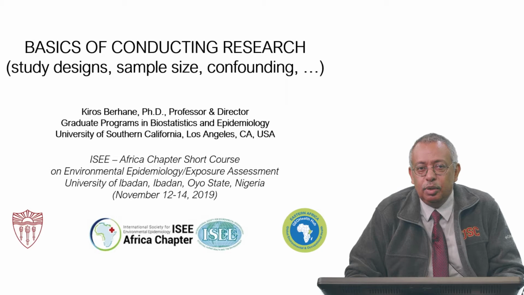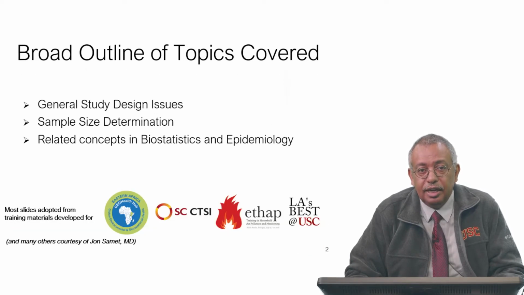The first one deals with the basics of conducting research, focusing on study designs, sample size and power, and also some concepts about epidemiology and biostatistics, such as confounding and others. The course itself will have 3 parts. In the first part, we'll talk about general study design issues. The second will have sample size determination. And in the third part of this lecture series, we'll deal with related concepts in biostatistics and epidemiology.